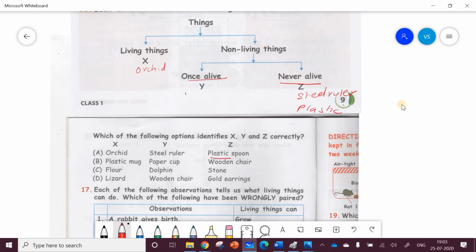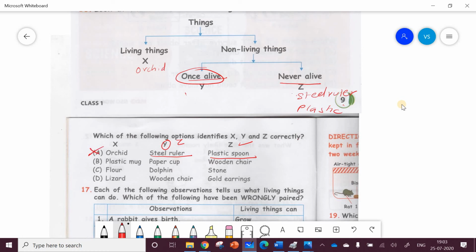So now see here, plastic is coming in Z. Yes, it is correct. Where is the steel ruler coming? What does Y mean? It says once alive. Do you think the steel ruler is once alive? No. So the steel ruler is also coming in the Z category. But what have they done here? They have written Y. So obviously A is not the answer.